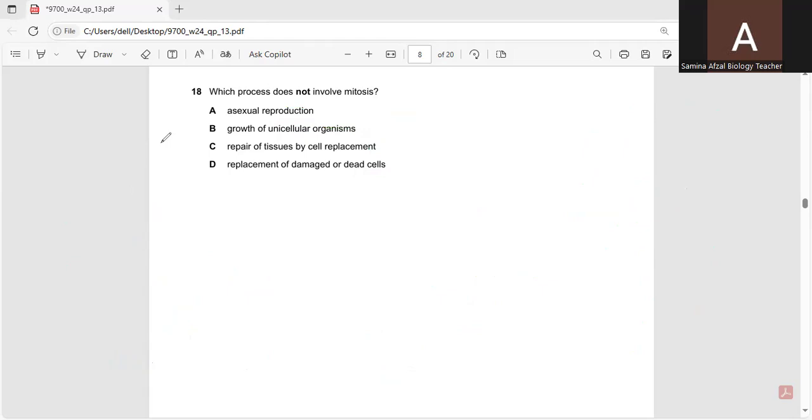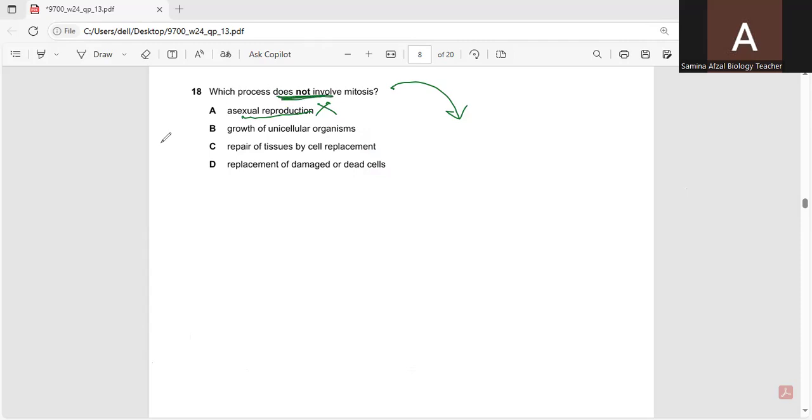So first of all, what is mitosis? Mitosis is a cell division in which the chromosome number is maintained generation after generation, and one cell is divided into 2 daughter cells. Each daughter cell has the same number and the same type of chromosomes, and the cells which are formed as a result will be identical to each other. So asexual reproduction involves mitosis. And we have to find out which is not involving it.